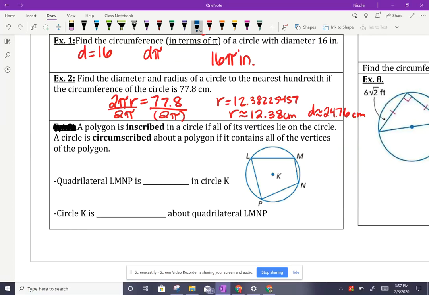A polygon is a shape. Polygons can be triangles, rectangles, squares, trapezoids. All of these are polygons. A polygon is inscribed. So this is a word you're going to want to keep an eye out on.